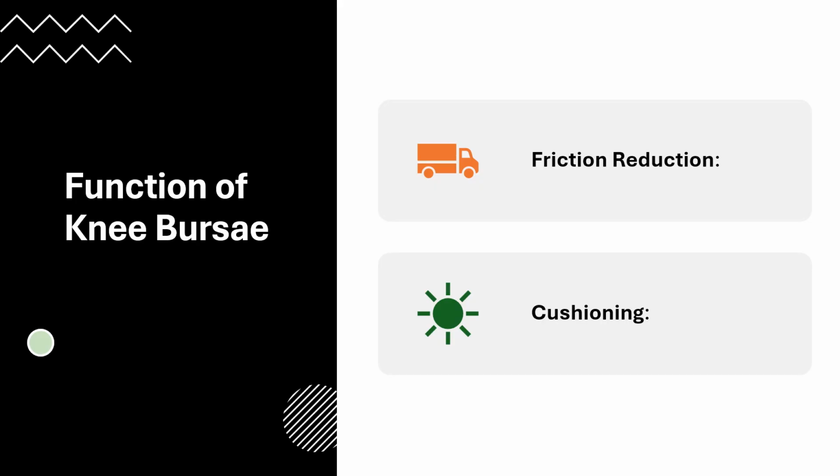Now, what are the functions of knee bursae? So, they reduce friction between tissues, helping ensure smooth movements during flexion and extension of the knee. They also provide a cushioning effect, especially in areas subjected to high pressure, such as during kneeling or activities that involve repetitive bending.